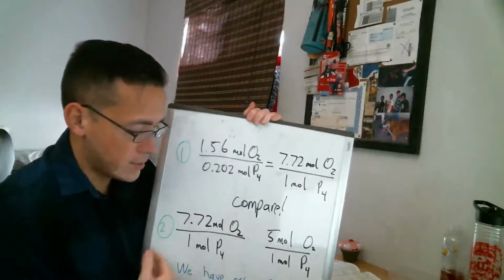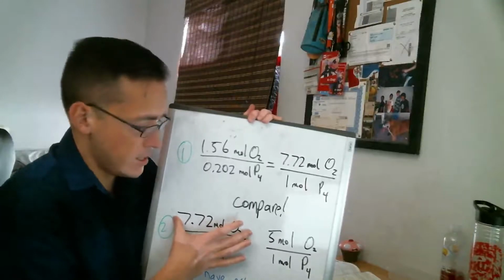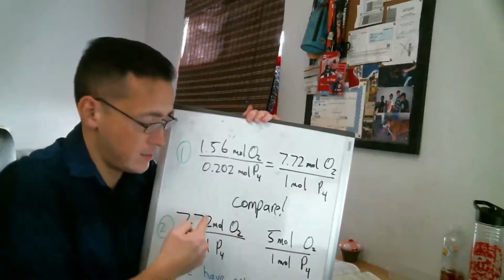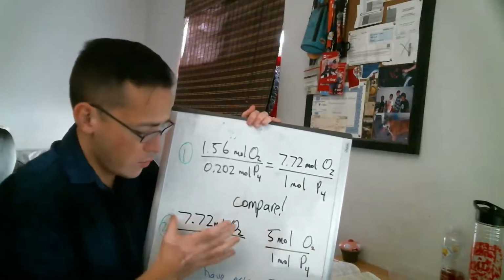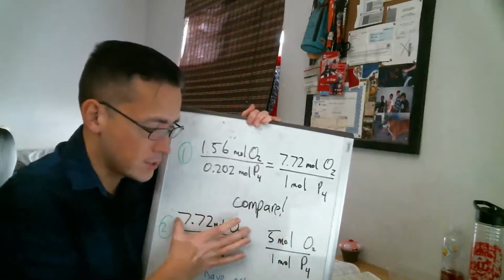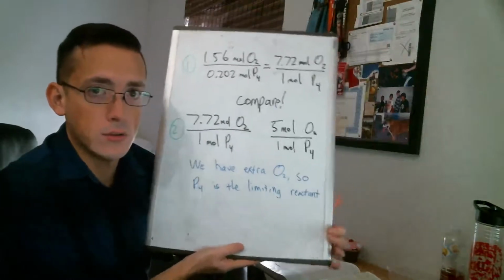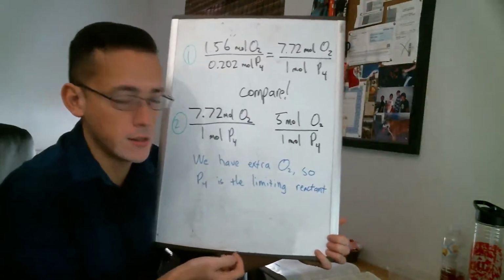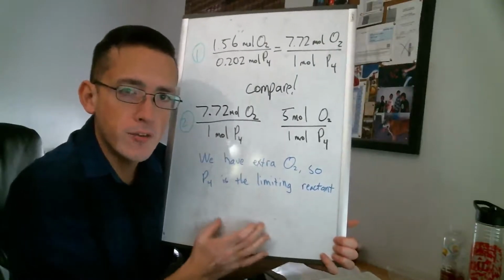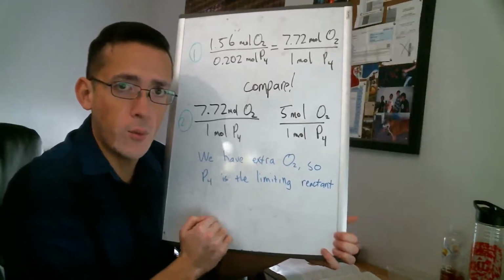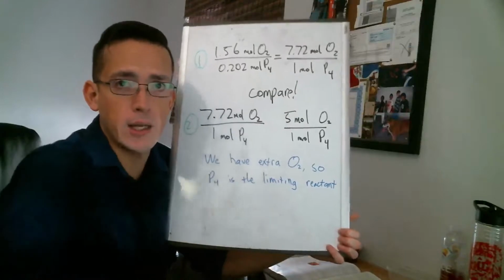Okay, so what this tells us is that we have extra oxygen, right? If we didn't, then this number should be 5. Since this number is bigger than 5, we have more oxygen than the problem needs. Does that make sense? So that's why I wrote down here, we have extra O2. We have more oxygen than the problem needs, so P4 is a limiting reactant. Knowing that P4 is a limiting reactant lets us know which thing to focus on, which is P4, to find out how much of the product we get.